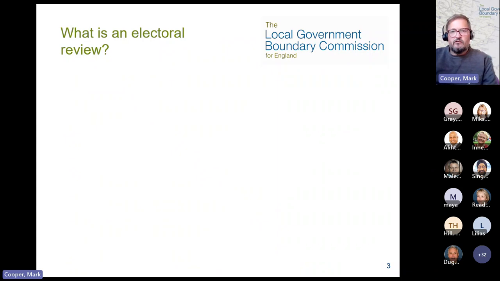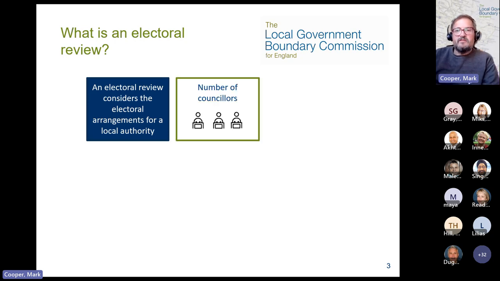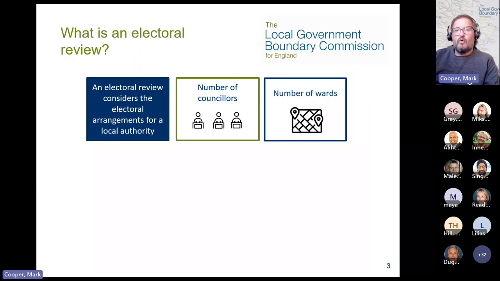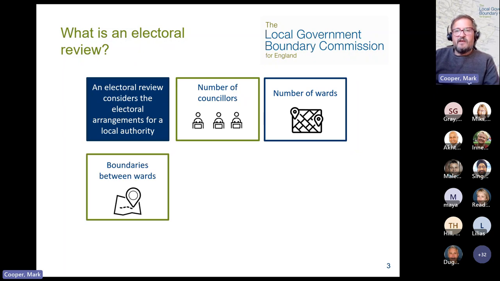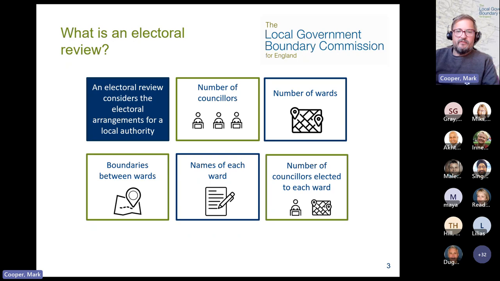So, what is an electoral review? An electoral review considers the electoral arrangements for a local authority. This means it looks at the following things: the total number of councillors for an authority, the total number of wards, the location of the boundaries between each ward, the names of each ward, and the number of councillors elected to each ward. And at the end of the review, we will make recommendations to Parliament about each of these things in time to be implemented for the next election.